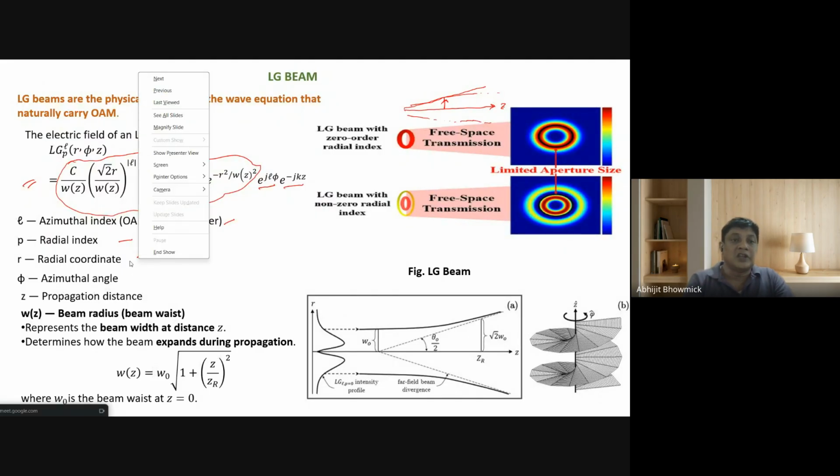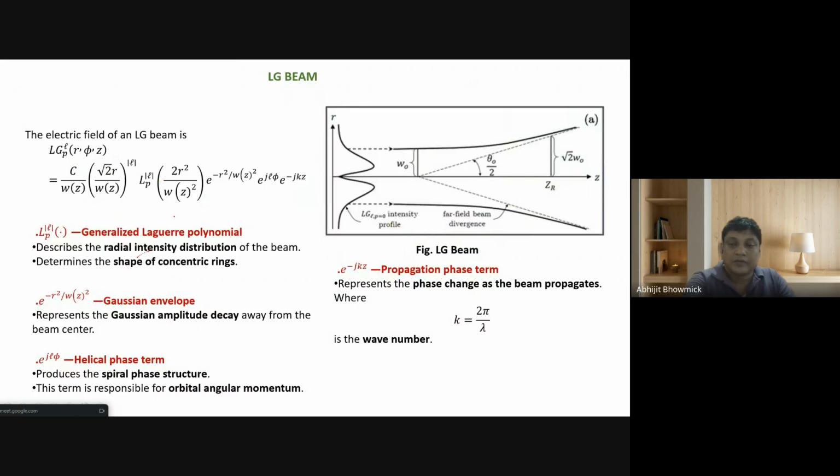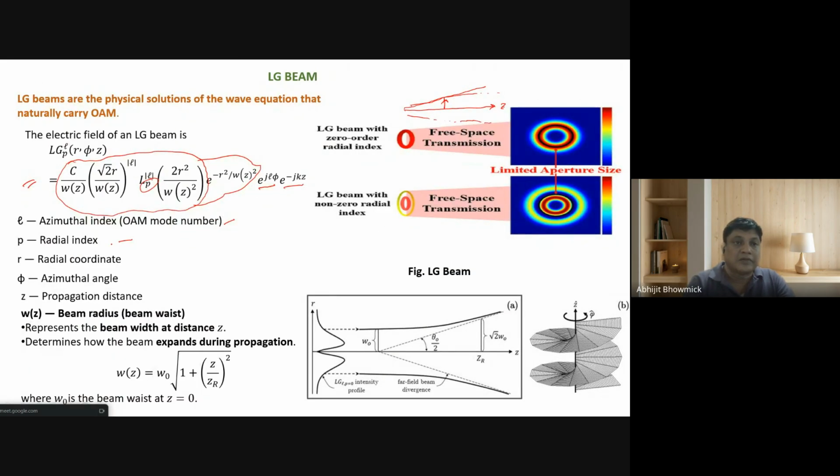R, phi, Z. Basically, this is the cylindrical coordinate system. W(z) is the beam waist, where W(z) can be described as W0 times the square root of 1 plus (z over zR) whole squared, where W0 is the beam waist at z equal to 0, the initial point.